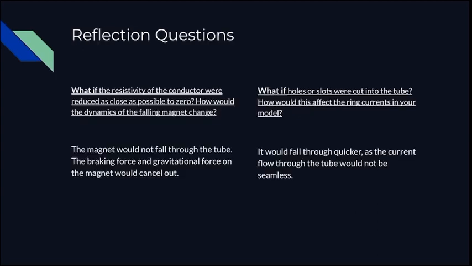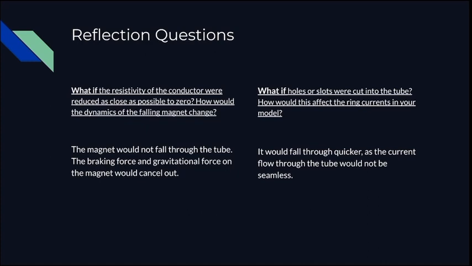Finally, we're going to wrap up by answering the reflection questions. The first one is, what if the resistivity of the conductor were reduced as close as possible to 0? How would the dynamics of the falling magnet change?